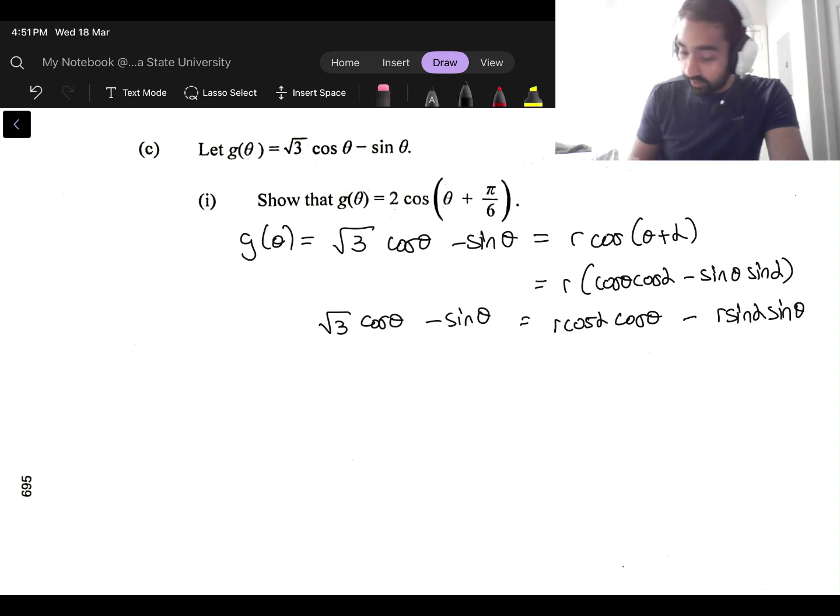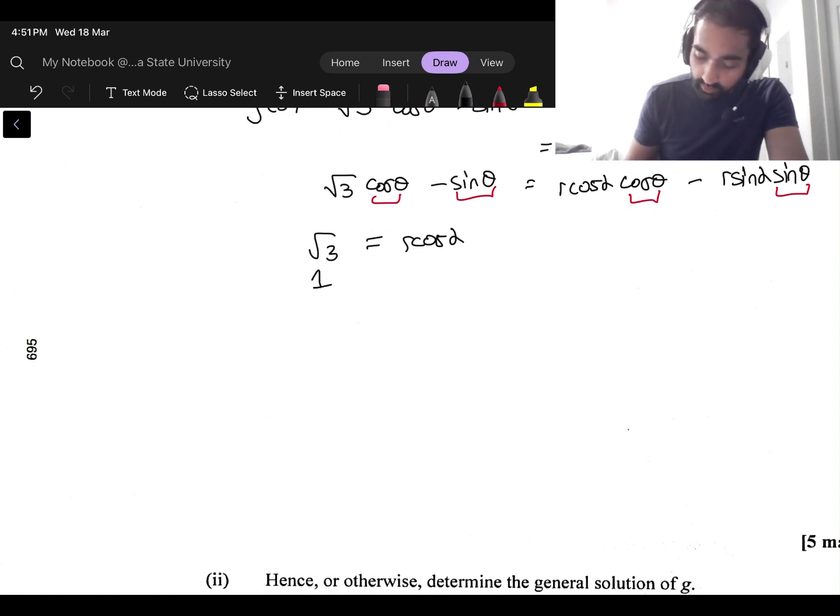So if I look at these and compare the coefficients of, for example, cosine theta, the first thing I'll get is that square root 3 should be equal to r cosine alpha. And then the other one is if I look at sine theta, I get that 1 is equal to r sine alpha. So now I'm just going to solve these simultaneously. So this is 1 and this is 2.